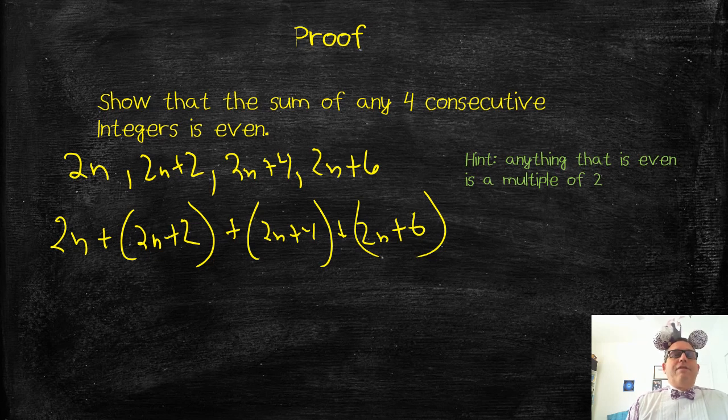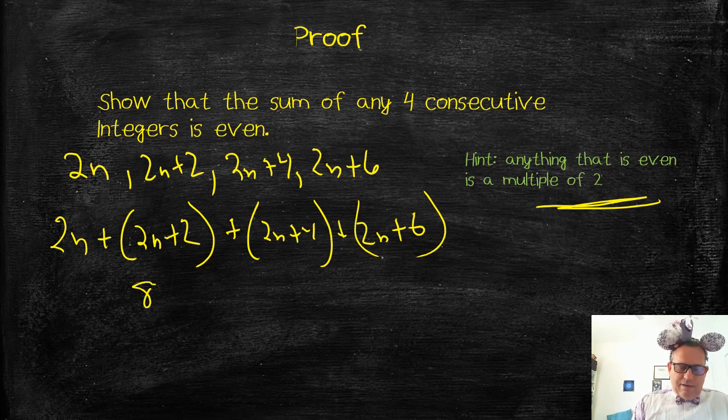I want to prove this is even. How can I prove this is even? Well, all even things, my little hint here, right? Anything that's even is a multiple of 2. So think what we did last time. A multiple of 3, I had to write it as 3 times something. To prove something's even, I have to be able to write it as an algebraic expression, 2 times something. Well, let's try simplifying. 2n plus 2n plus 2n plus 2n is 8n. 2 plus 4 is 6 plus 6 is 12.